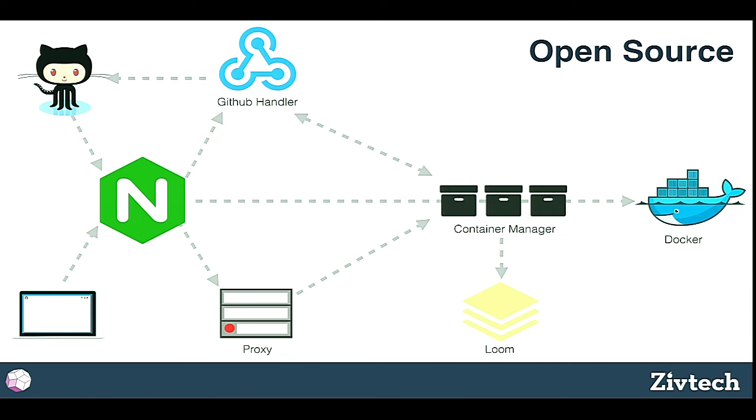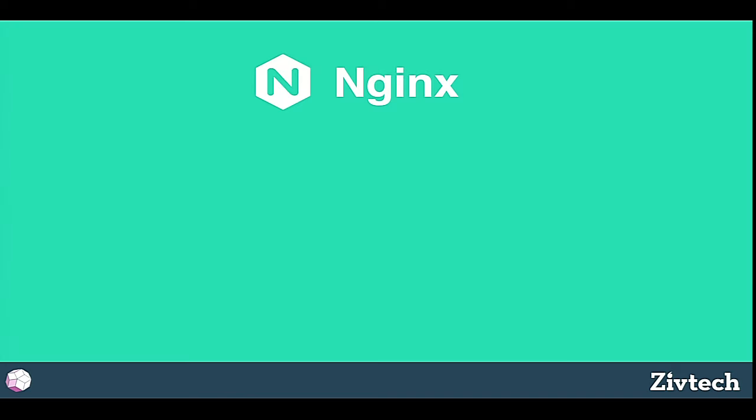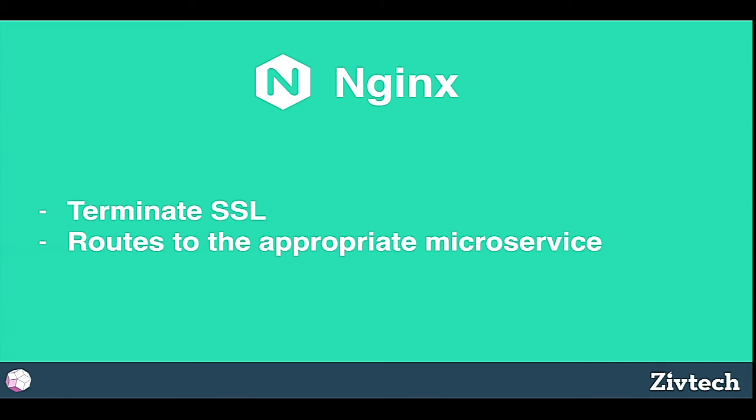Your GitHub notifications get sent from Nginx, which is our endpoint, to the GitHub handler, back to what we call the container manager, which sends messages to Loom and coordinates Docker. That's the high level. Let me get into some of the details. So we use Nginx to terminate SSL efficiently and to route to the appropriate microservice.